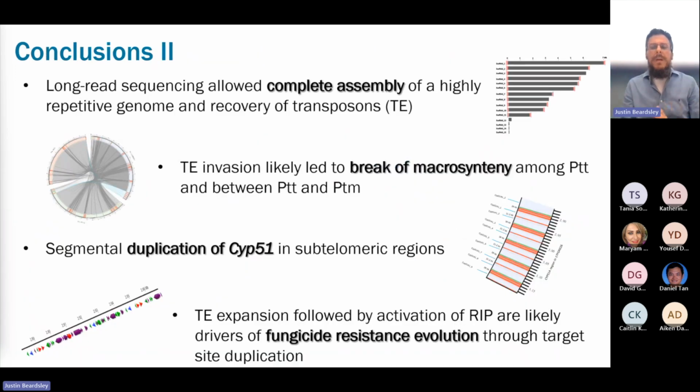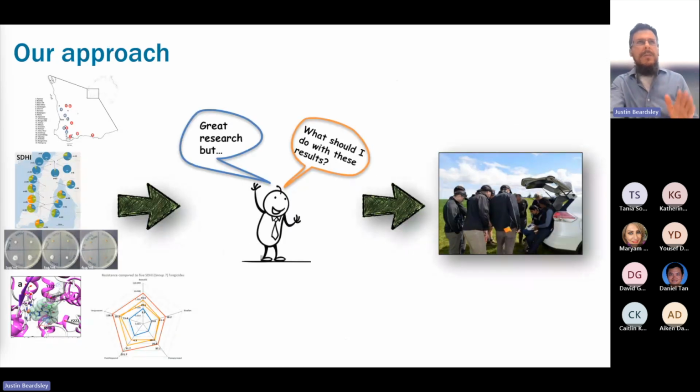I don't like the word conclusions because there's still work that is happening right now, but obviously long-read sequencing has helped us a lot in deciphering these mechanisms. So we know that these transposing elements are doing something important in the genome. They're actually changing the structure of the genome. They're breaking the microsynteny, but at the same time, they're potentially leading to the duplication of the CYP51 copies in the subtelomeric regions. And probably it's something that we have to take into account in order to design management strategies going forward.